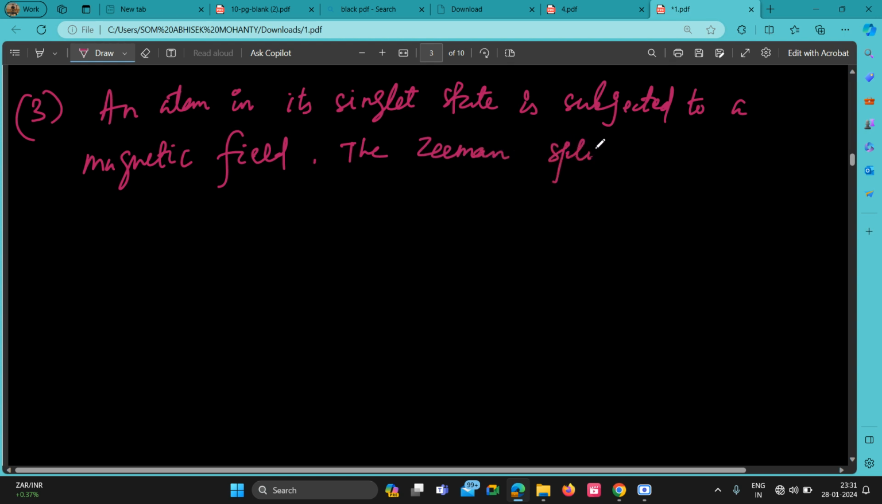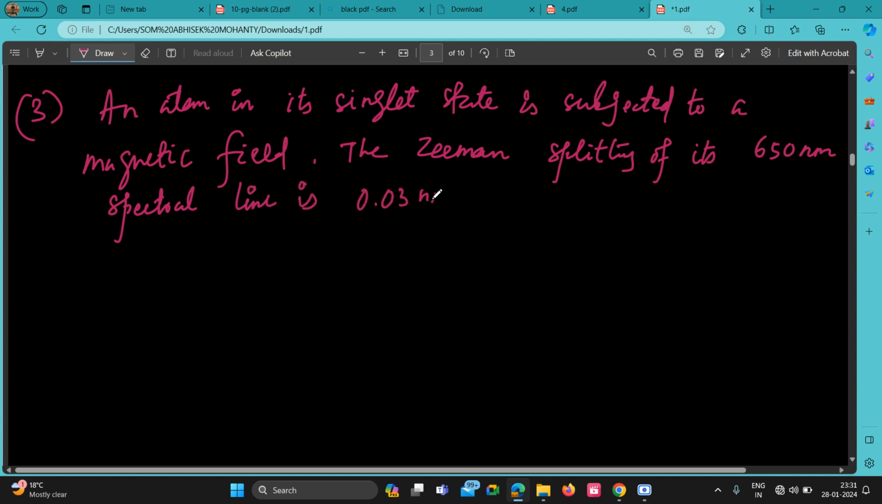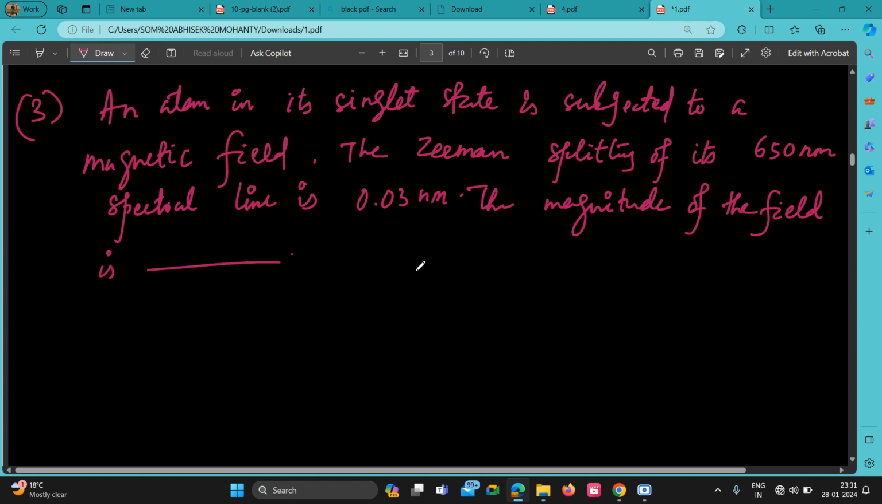The Zeeman splitting of its 650 nanometer spectral line is 0.03 nanometer. The magnitude of the field is how much? How much Tesla? That is the question. This is a NAT, numerical answer type question. Okay, it's GATE 2018.